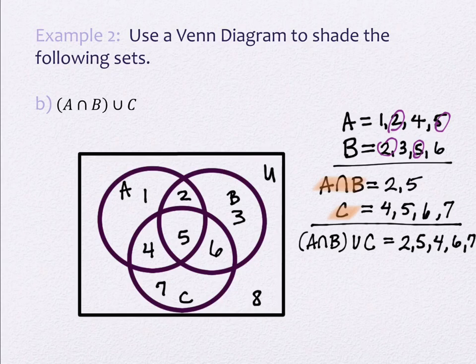And then I go back to the diagram and I shade it in. So don't forget the shading. You've got 2, 5, 4, 6, and 7. And this would be the visual that you get for that. Okay.